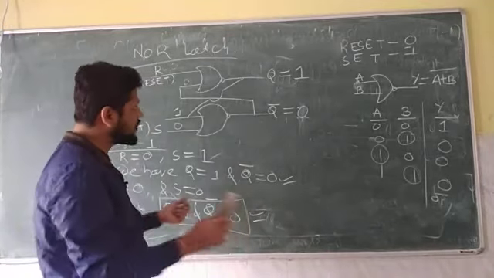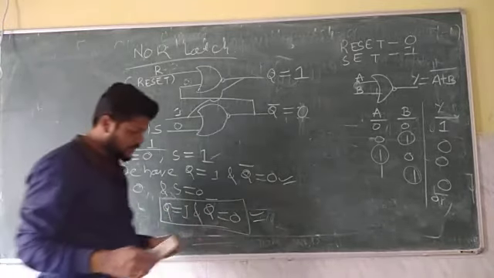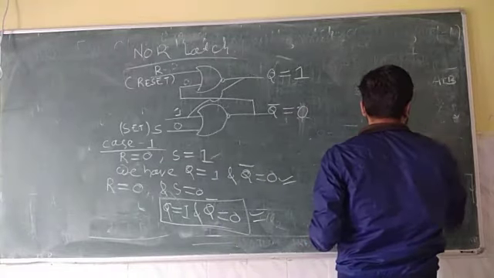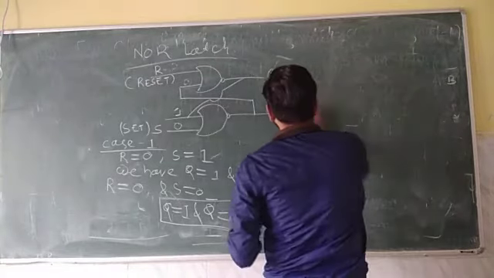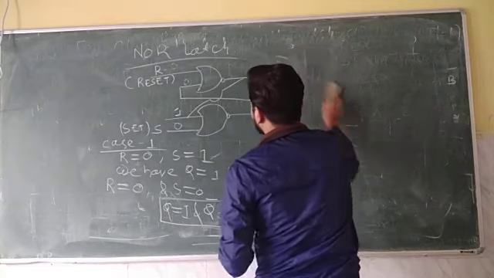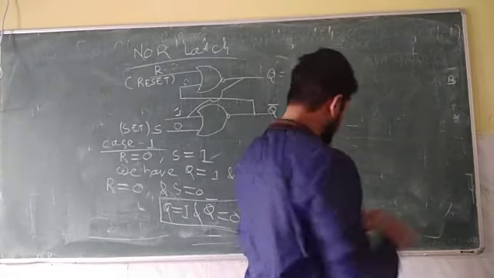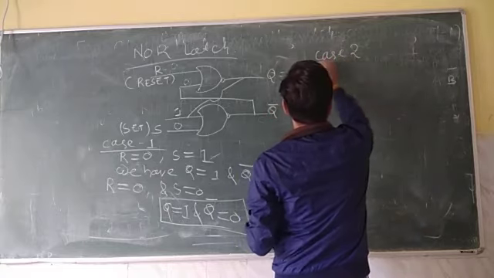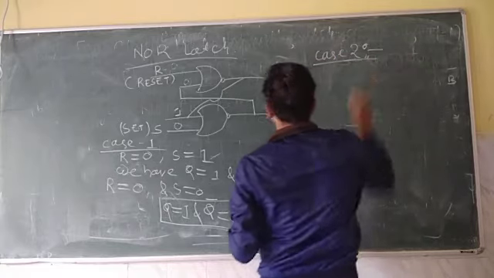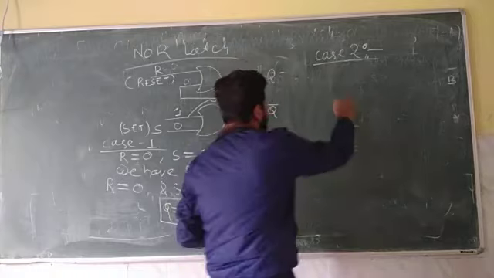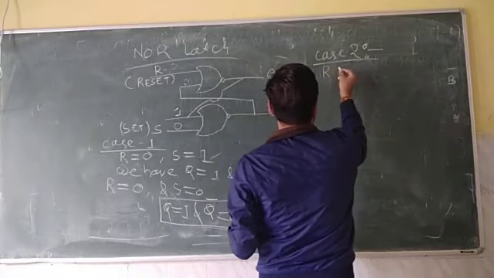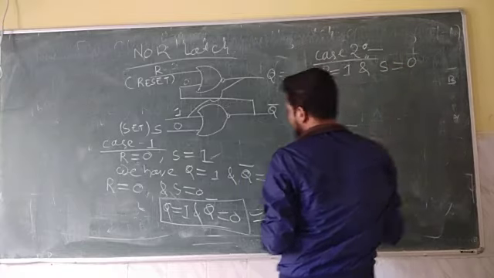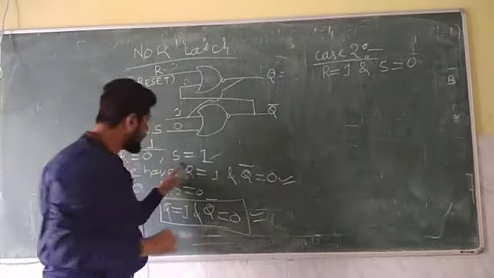So let's see the second case, case 2. I am going to prove this. Case 2, so case 2 I have to take R is equal to 1 and S is equal to 0. And now I am taking R is equal to 1 and S is equal to 0.